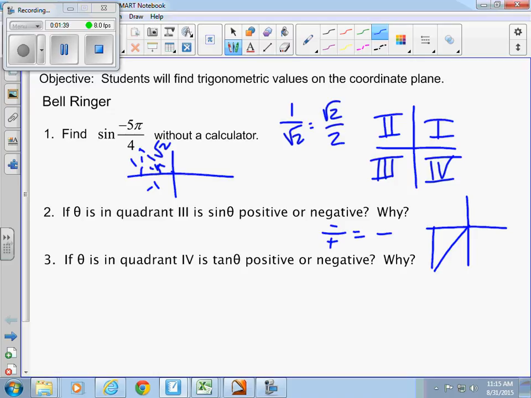What about tangent in quadrant 4? Also negative. Tangent is opposite over adjacent. This is positive. This is negative. So opposite over adjacent would be a negative divided by a positive, which is a negative value. Any questions about that?